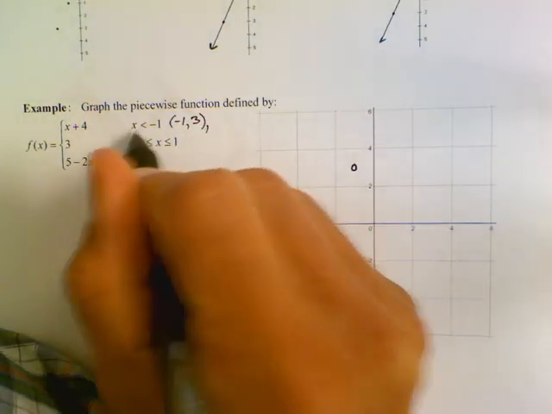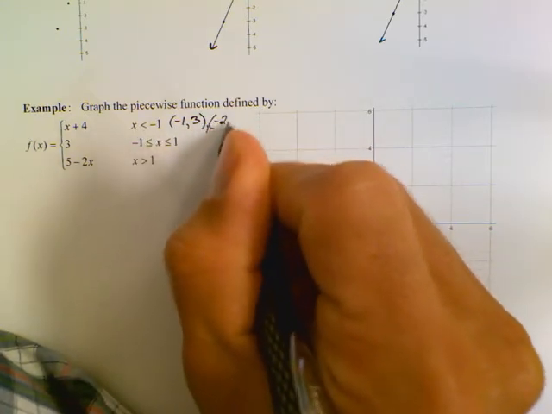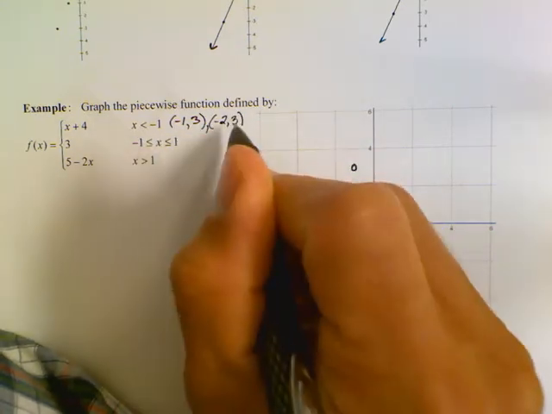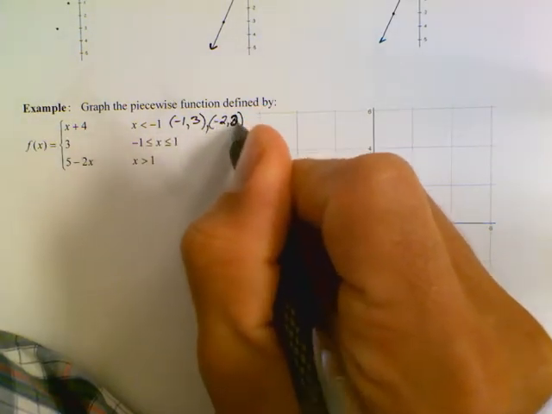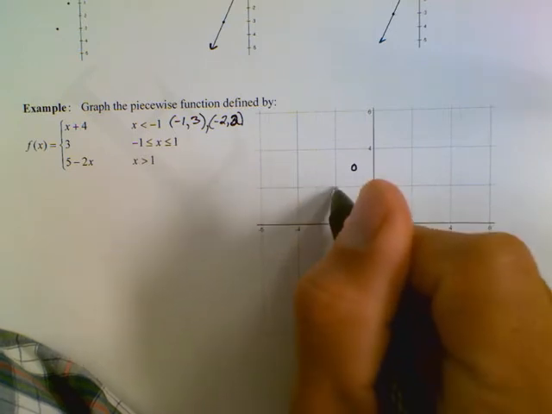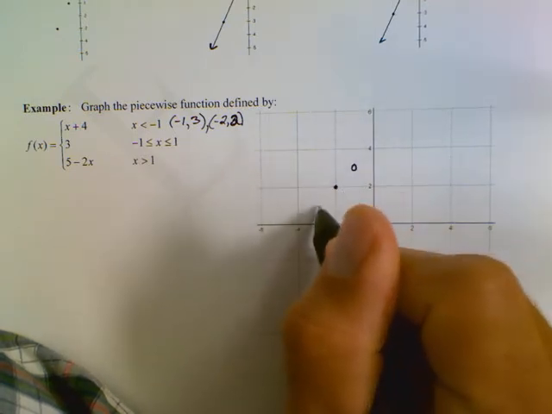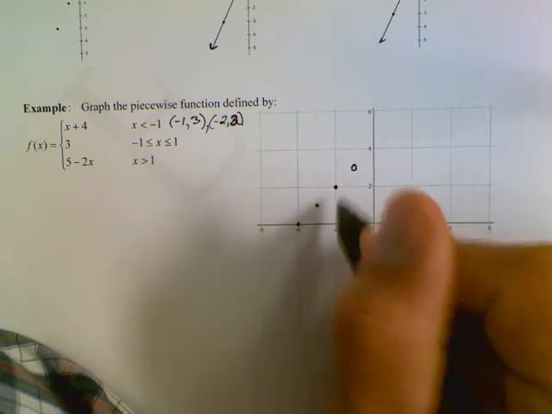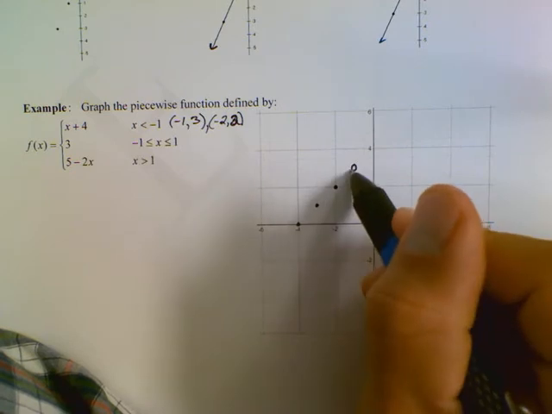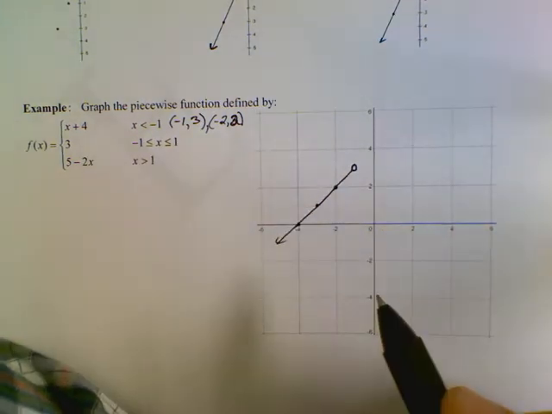Then I'll substitute in another number, a number less than -1, so -2. I'm sorry, I didn't mean to write that 3, so -2 goes in and I get 2. So -2, 2, and it's a solid dot. And I know what the slope is, it's 1 over 1. Well, it's up 1, right 1, or down 1, left 1, right? So there is the left side of our piecewise function.